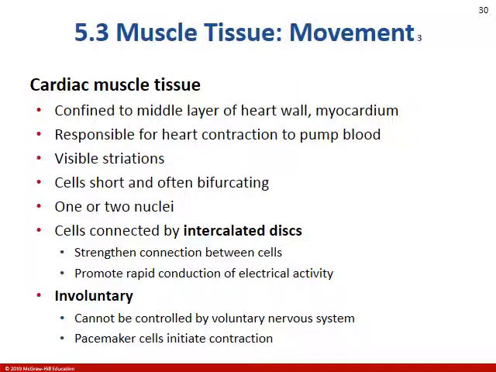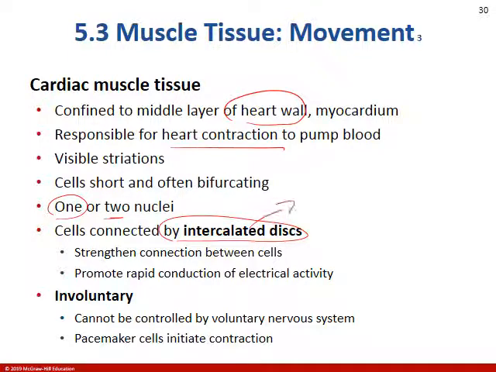Cardiac muscle tissue is going to be in the wall of the heart. It's responsible for heart contraction to pump the blood. You're going to see one, maybe two nuclei. You're not going to have multinucleated cells. You're going to see these intercalated discs that allow cardiac cells to talk to each other. Remember when we talked about gap junctions between cells? That's what this is, those gap communication junctions.